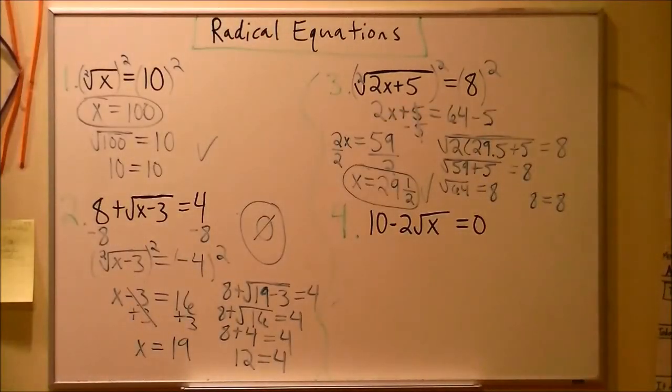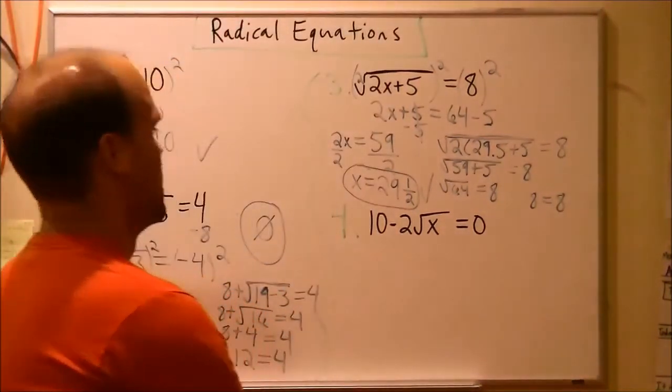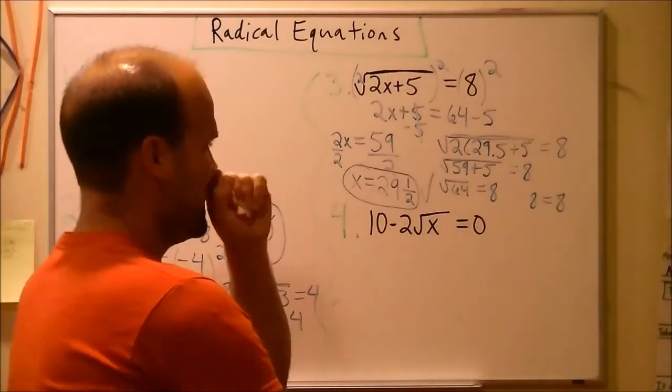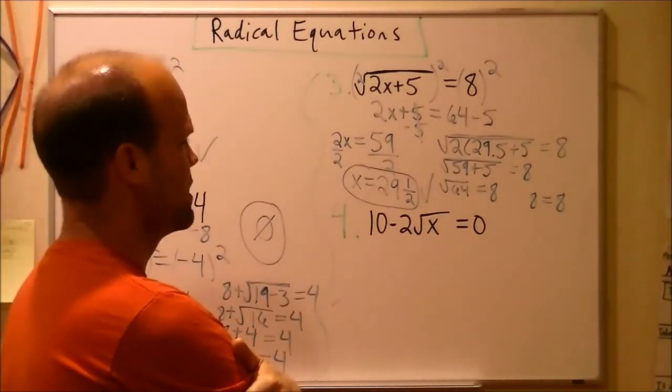Okay, let's do one more. Number four, mis amigos y amigas. So, we have 10 minus 2 square root x equals 7.